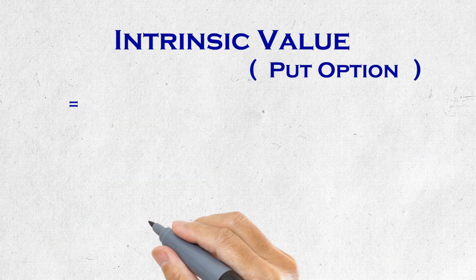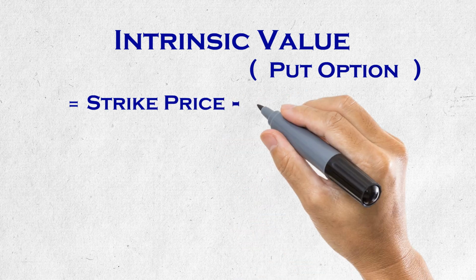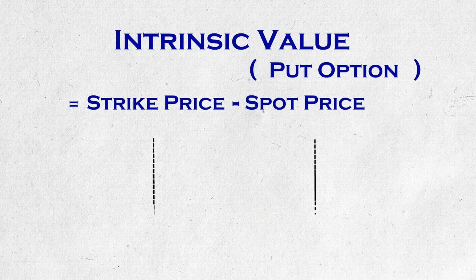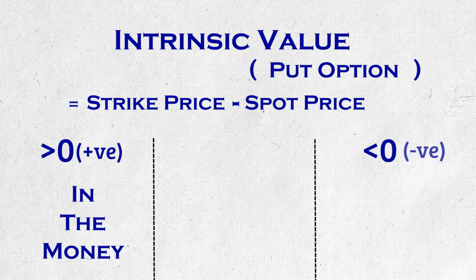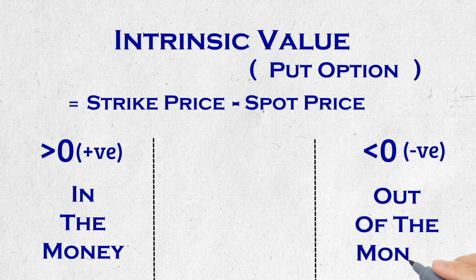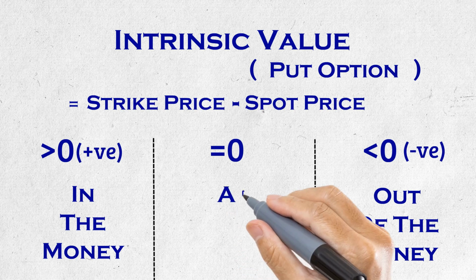Intrinsic value in a put option is equal to strike price minus spot price. If this value is greater than 0, that is positive, it means that the strike price is greater than the spot price, right? And the option buyer will be in profit. So, at these strike prices, we say that the put option is in the money. Next, if strike price minus spot price is less than 0, that is a negative value, so the put option buyer is in loss and so out of the money. Finally, if this intrinsic value is 0, then the put option at this strike price is at the money.